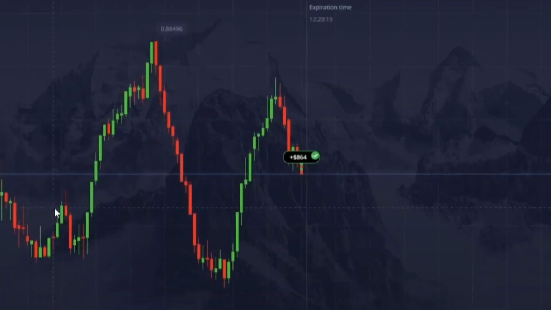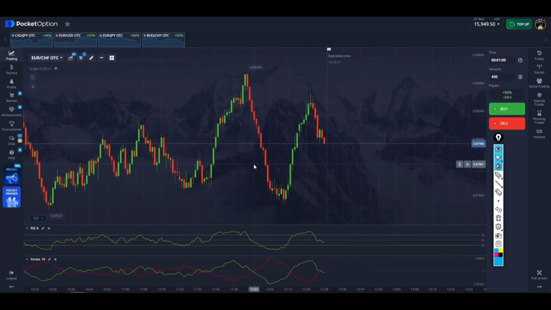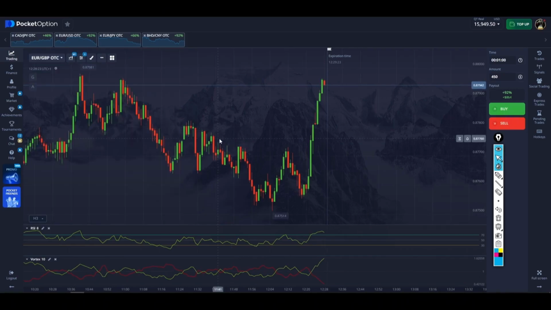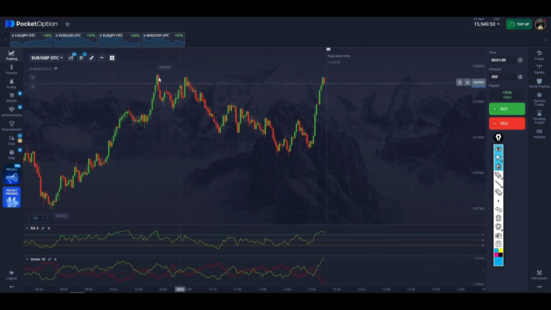Excellent. The trade closed in profit and the trading setup worked perfectly. That's a great start to the session. Awesome. Let's keep this momentum going and continue trading in the same spirit.